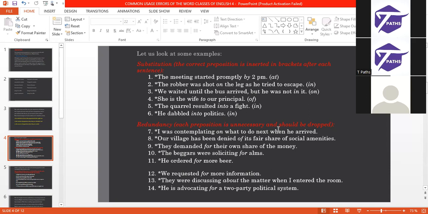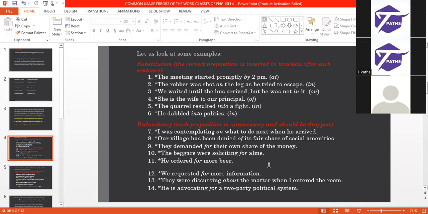Each preposition is unnecessary and should be dropped. Any option in your exam where you see this, kindly drop it. Pick an option that does not carry this type of expression. Number one, "I was contemplating on what to do next when he arrived." Remember last week, we also talked about contemplate, contemplating, contemplation: whenever you use this verb, the preposition "on" should not follow it. All right. "I was contemplating what to do next when he arrived."